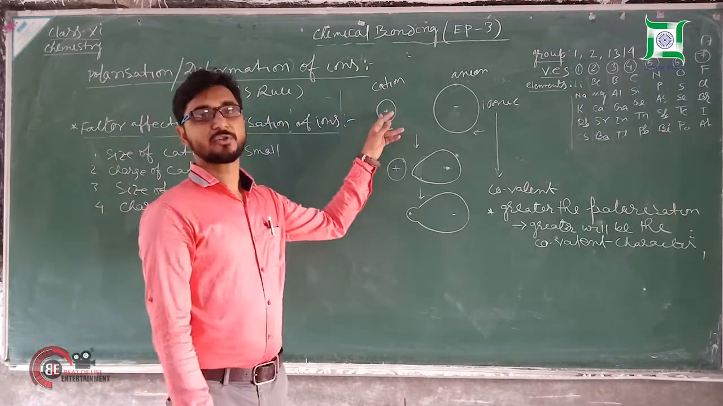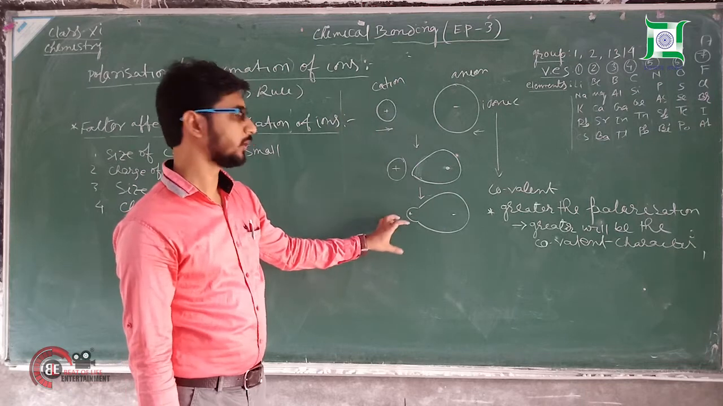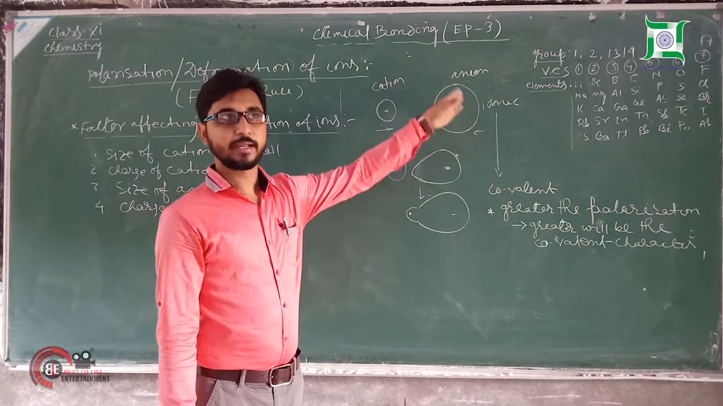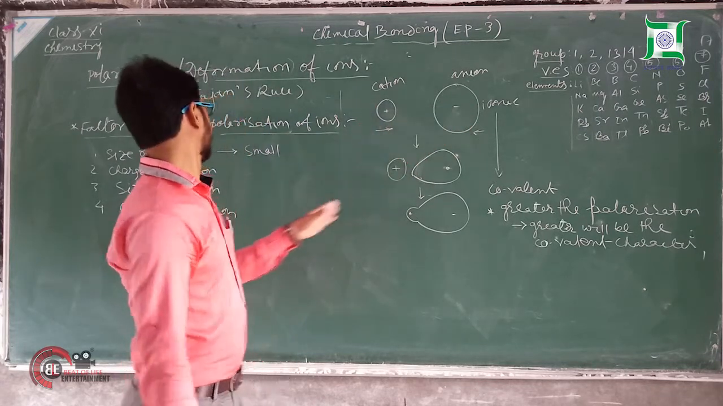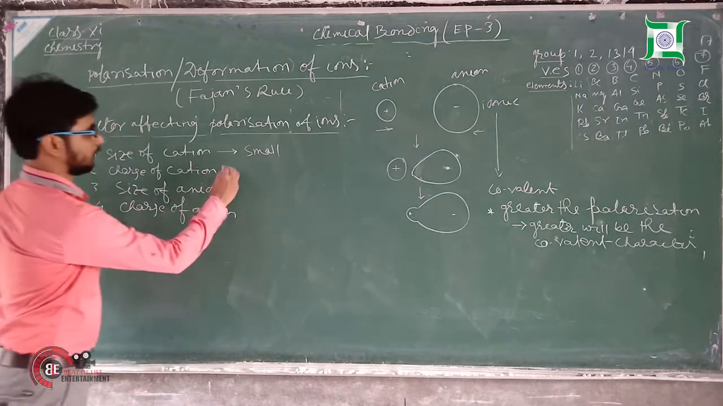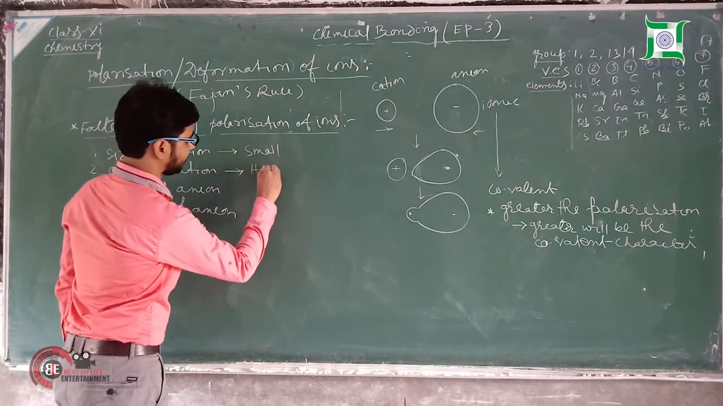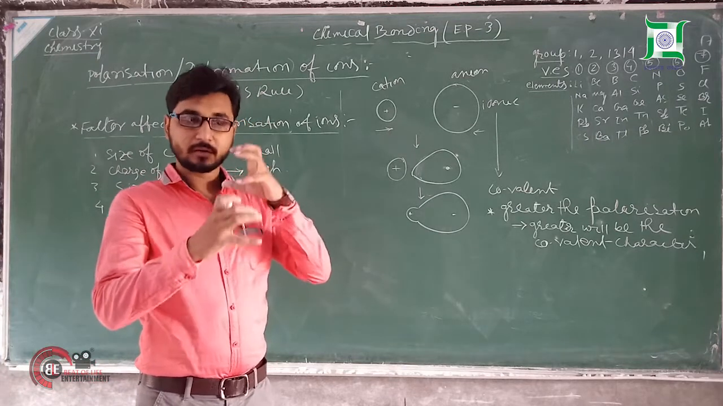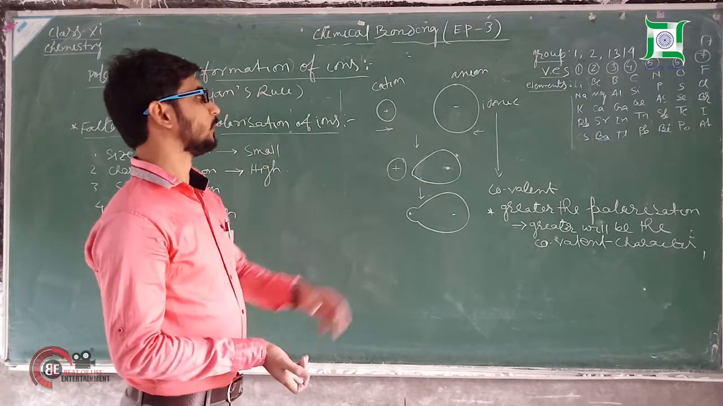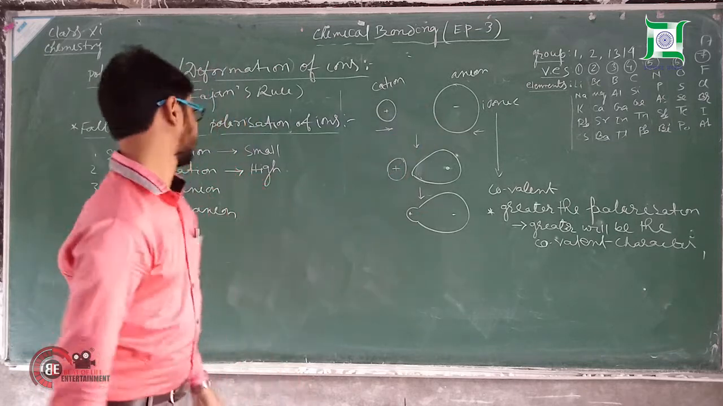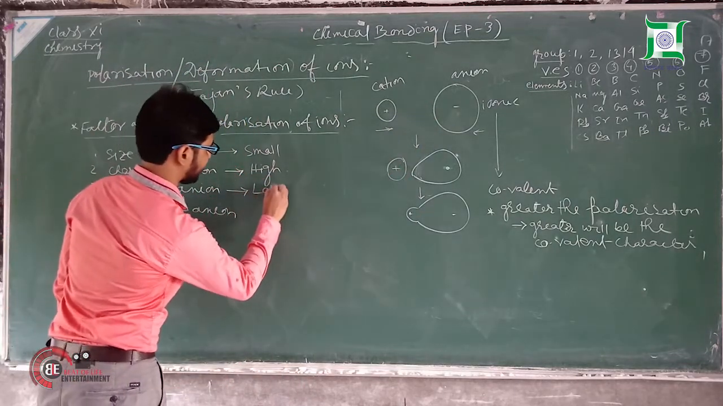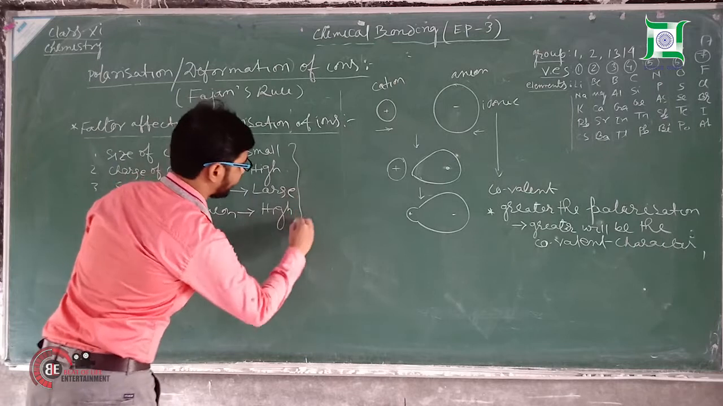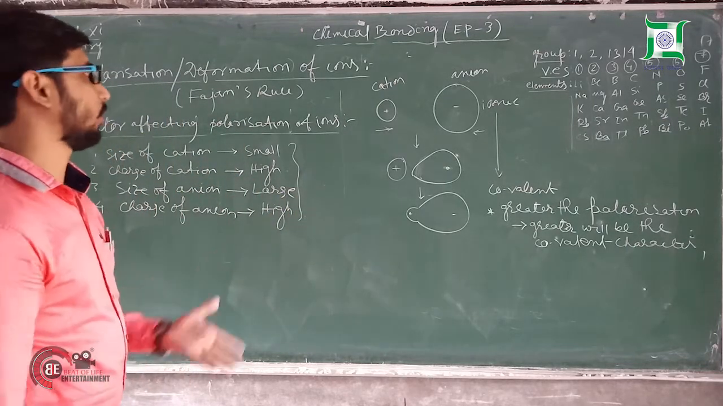Because small size of cation has greater ability to deform the negative charge density or negative electron cloud density of anion. So size of cation will be small, charge of cation will be high, because high charge of cation means high charge density, which means greater the tendency to polarize an anion. Similarly, size of anion large and charge of cation high. That is the favorable condition for polarization of ions.